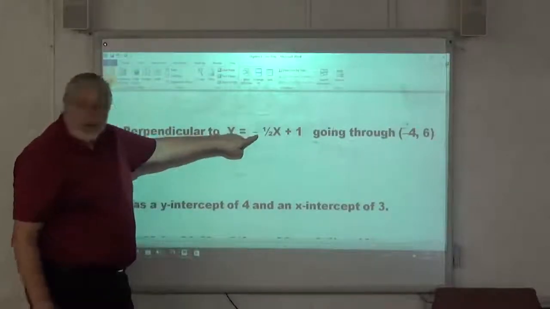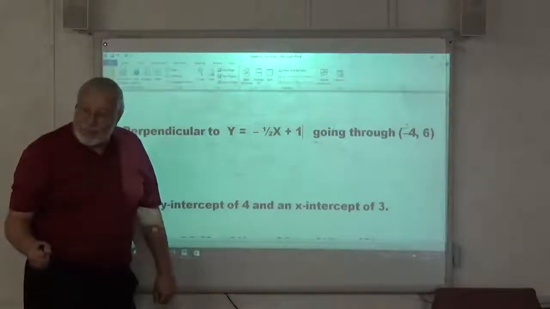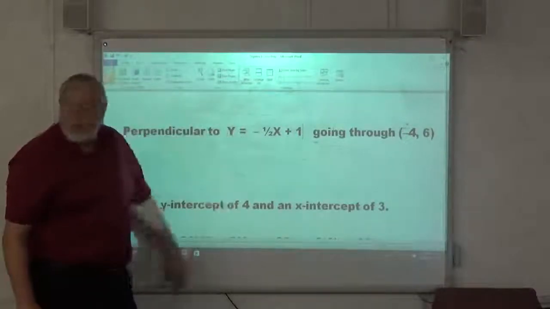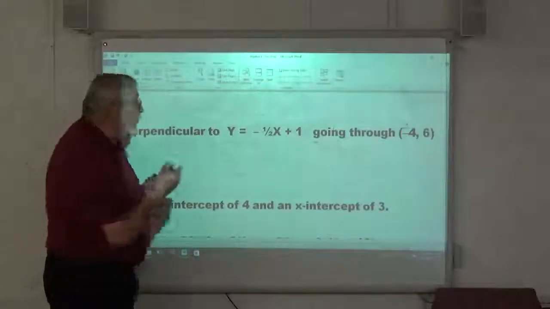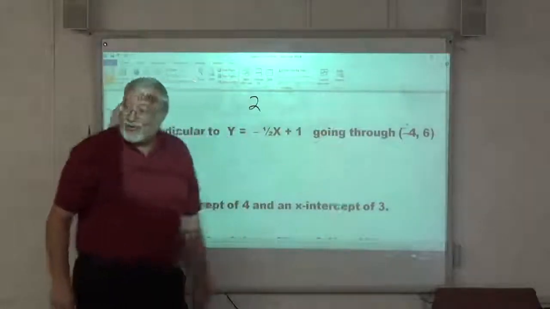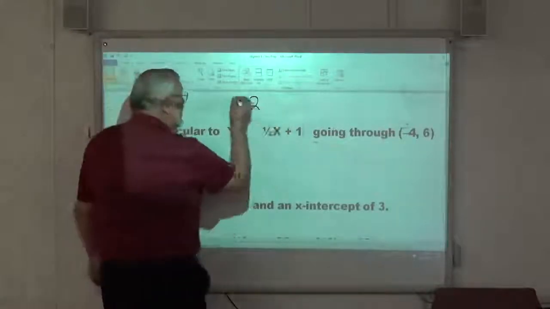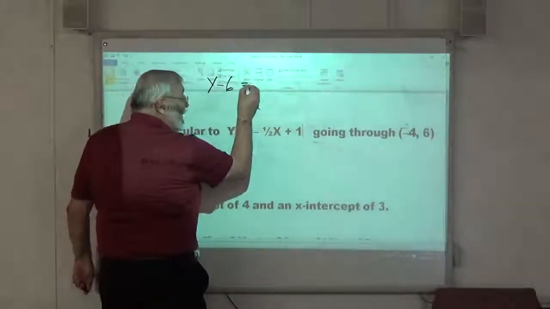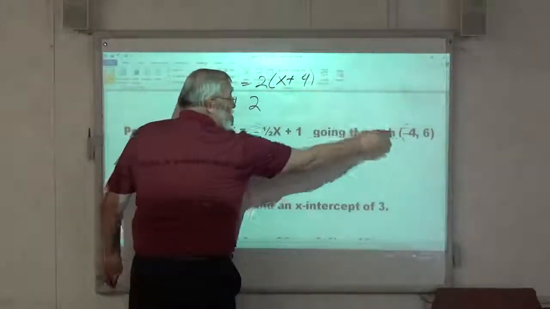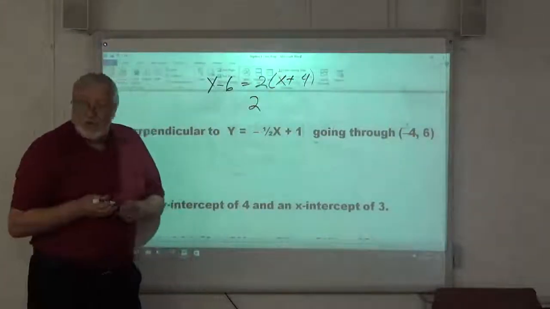So here's my fraction. Negative 1/2. I want the negative reciprocal of that. So what will the sign be? Positive. What happens when I flip the fraction? 2. So now I have a slope of 2 going through that point. And that we've already done. We would start with y minus 6 equals 2 times x plus 4, because I've got a negative here, so that changes to positive. And then I would do all the manipulations.